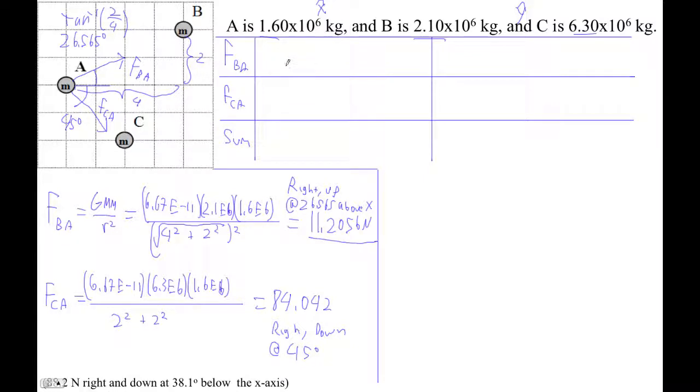Okay, so let's see. F of B on A. Okay. This is to the right, so the x component will be positive, right? And so we're going to go 11.2056 cos, and then what's that angle? 26.565.